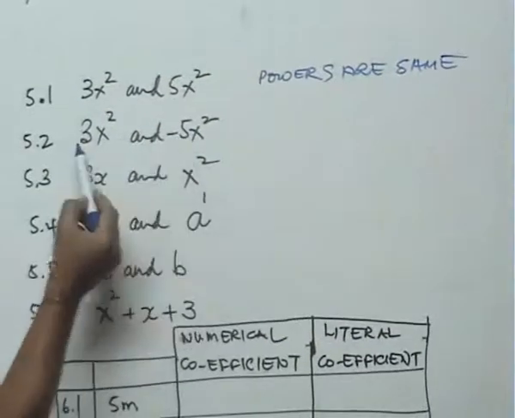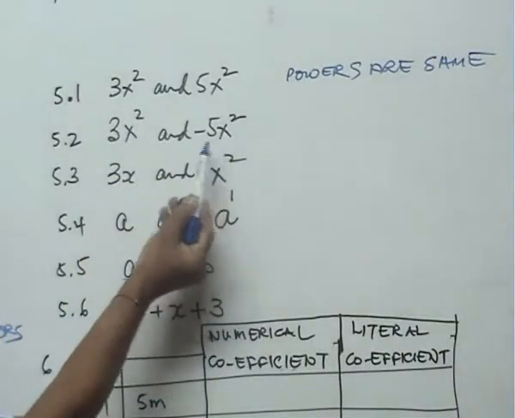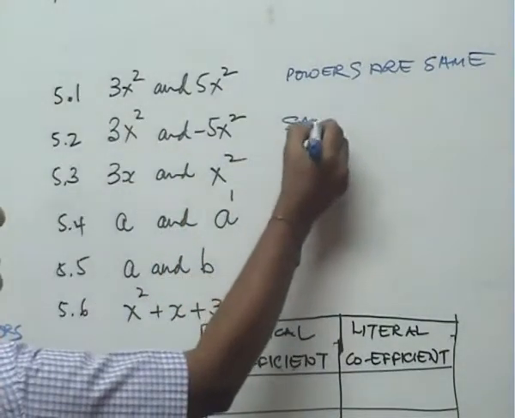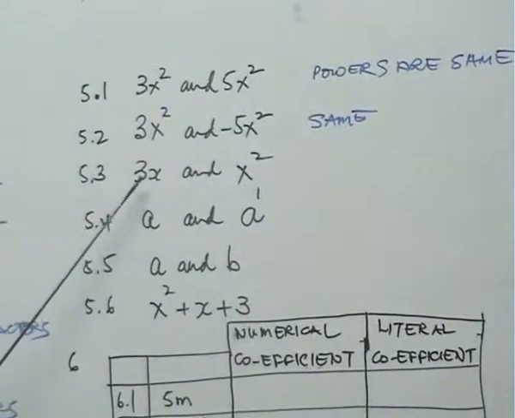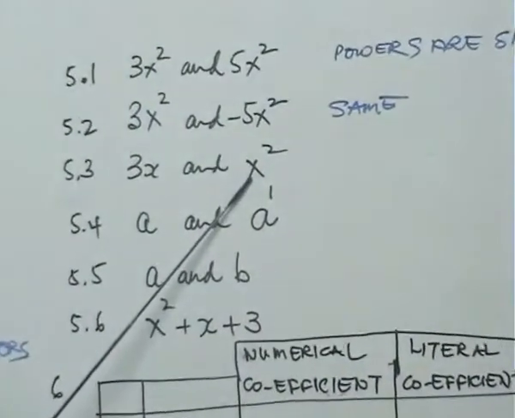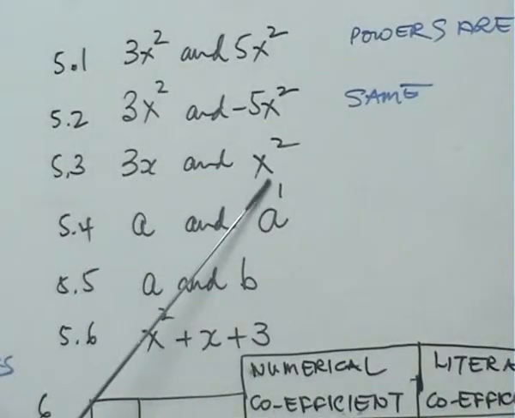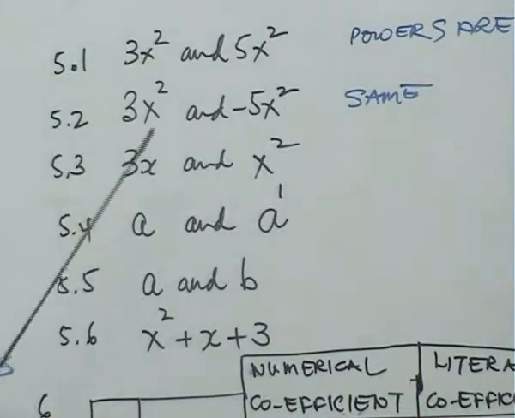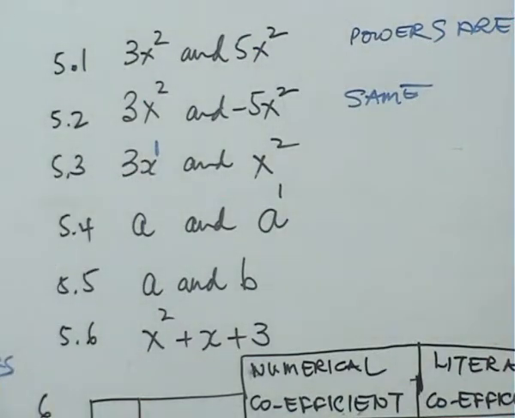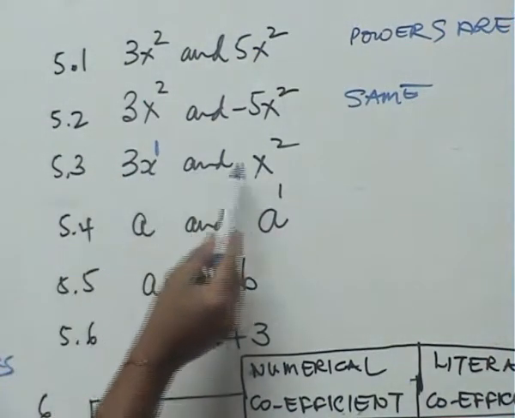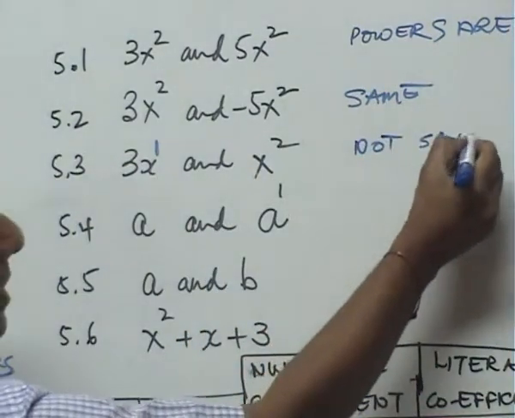5.2, 3x squared and minus 5x squared. These numbers don't make a difference. We're interested in these powers here. X squared and x squared, the powers are the same. Now, 5.3, you've got to be careful. The bases are the same. Never mind if I wrote them a little bit differently. They're both small letter x. The index there is 2. The index here is understood to be 1. It is not written there, it is understood. So, although the bases are the same, the indices are not the same. Therefore, these powers are not the same.